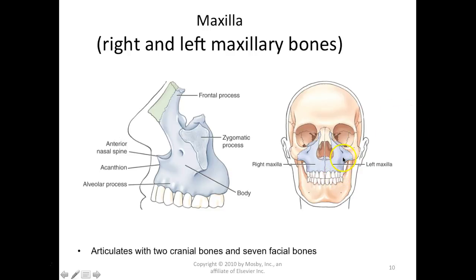You have your left maxilla, your right maxilla, and you can see this is the body here. So we have the frontal process, the zygomatic process, the body, the alveolar process, the canthion. So the canthion technically is right below the anterior nasal spine. So we pretty much just refer to this as the canthion, but technically the canthion is here and the anterior nasal spine is there. So the pointy part is the spine.